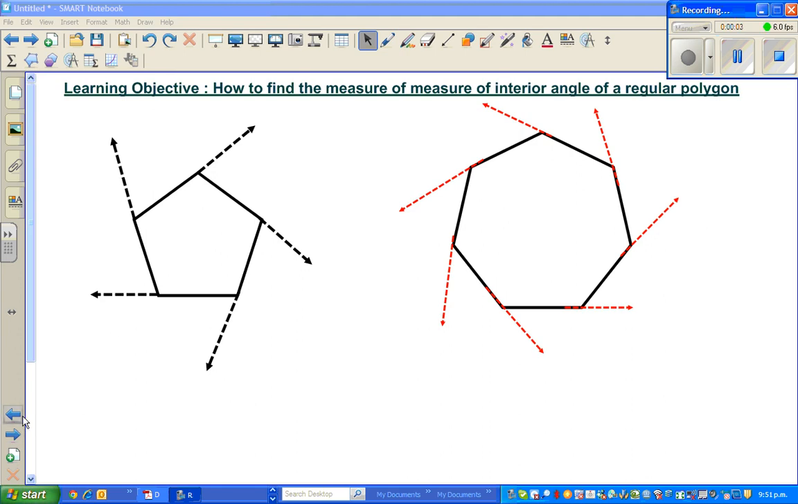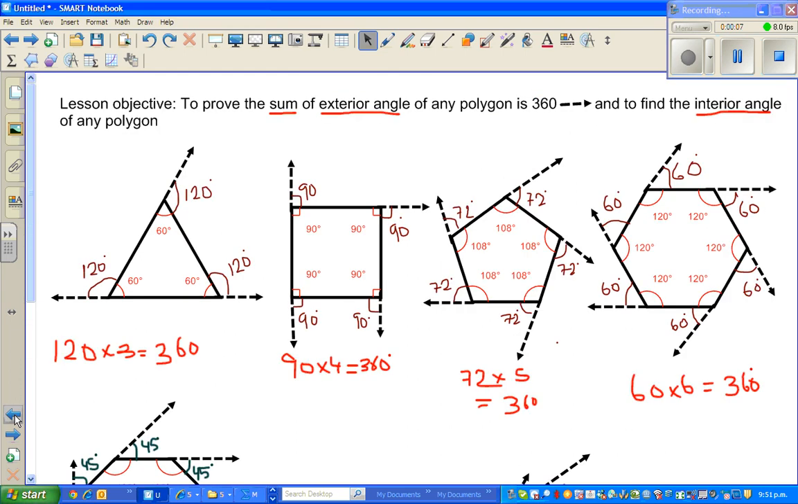Friends, welcome back. Continuing from the last video, let us revise what we did. In the last video, we proved that if we add up the exterior angles of any regular polygon, they add up to 360. We are focusing on regular polygons, but the same rule can also be used for a non-regular polygon.